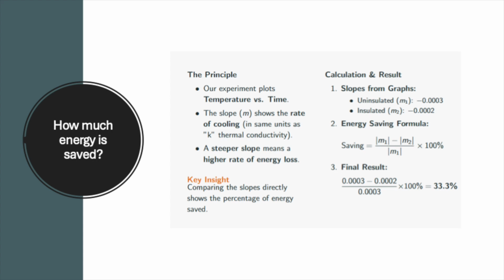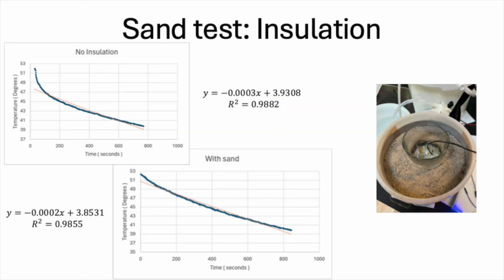We found that the rate of energy loss is directly shown by the slope of our cooling curves. The uninsulated setup cooled at a rate of 0.0003, while the insulated one was slower at 0.0002. By comparing these 2 rates, we calculated a total energy saving of 33%. This clearly shows how effective sand is as an insulator in our experiment.